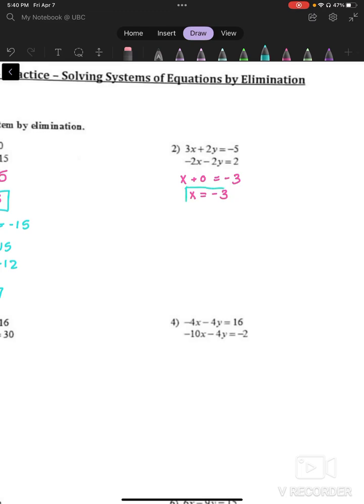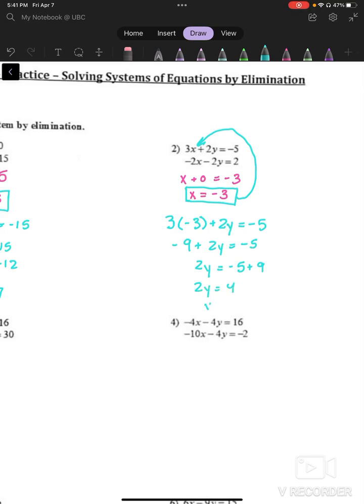And then you can take this x equals negative 3, and you can put it in for x over here. So 3 times negative 3 plus 2y equals negative 5. And then you solve for y, so negative 9 plus 2y equals negative 5. And then 2y equals negative 5 plus 9. 2y equals 4. y equals 2. So those are your solutions to that problem.